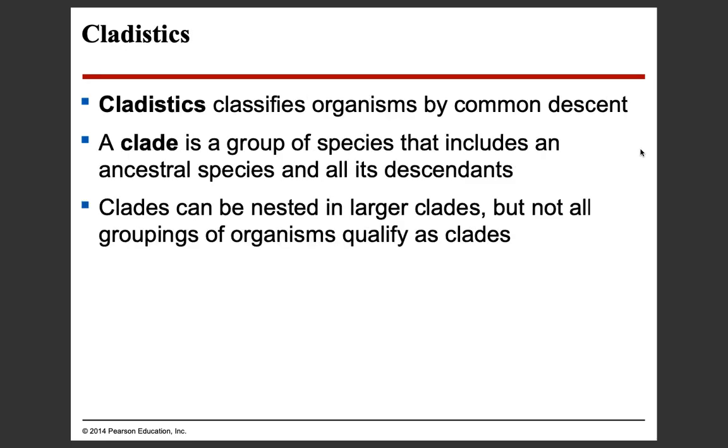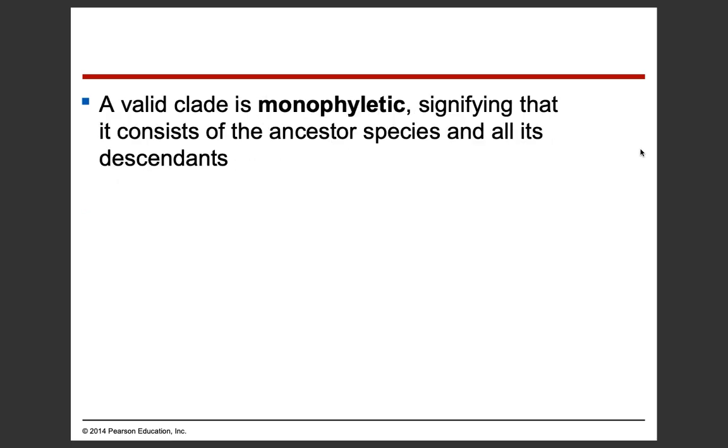So cladistics classifies organisms by common descent. A clade is a group of species that includes the ancestral species and all of its descendants. So it's kind of like the initial node and then anything that's come after that. It's kind of like a smaller portion of a phylogenetic tree, which is typically what we look at on paper because you can only see so much on one sheet, right? Clades can be nested into larger clades, but not all groupings of organisms qualify as clades. It has to include the ancestral species as well.